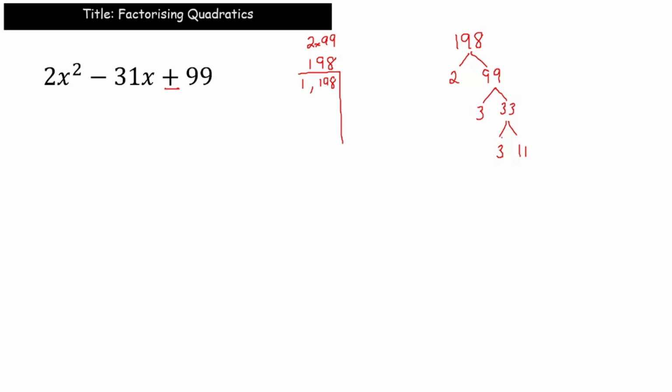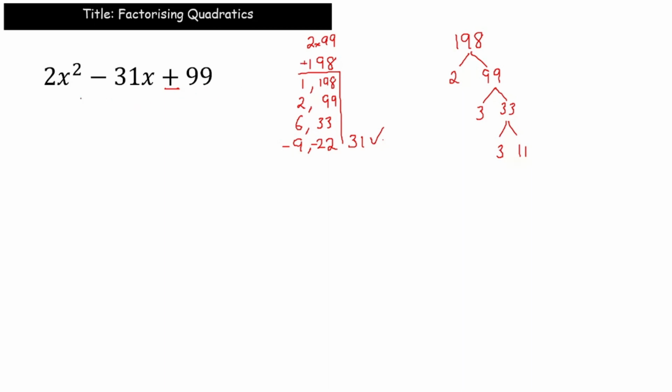2 times 3 is 6 and 33, so you could have 2 and 99. It's not that one. You can have 6 and 33, that's 2 times 3 and 3 times 11, and you keep going through it. You can have 9 and 22, and I'm going to stop there because you'll notice 9 plus 22 is 31, but they need to be negative, so we're going to put negatives, and both have to be negative because they multiply together to give that positive factor at the top.